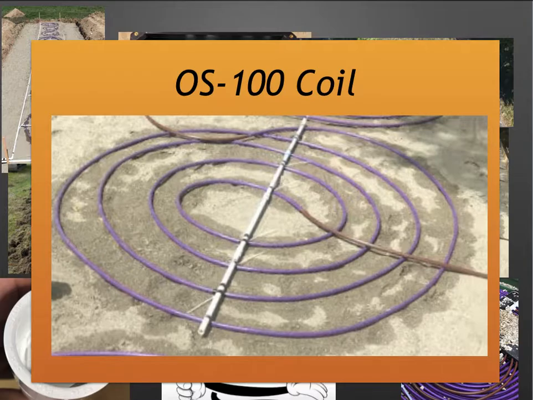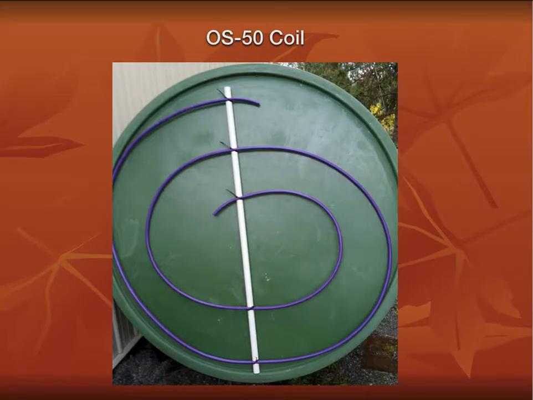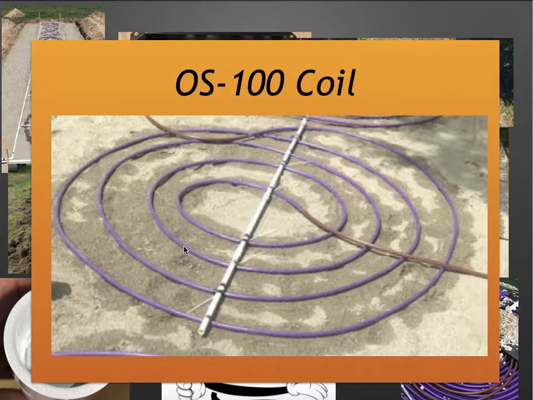Here's an image of an OS100 coil, and you can see that it's crossing the same bracket 9 times, where the OS50 was only crossing 5 times. Again, it's taking up a bigger surface area, but has twice as much tubing.